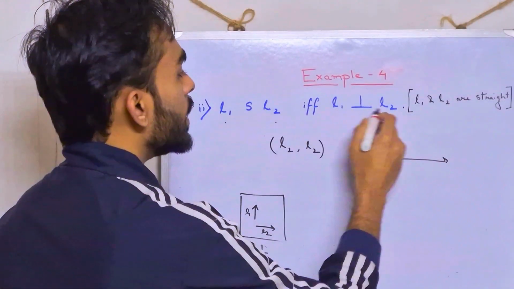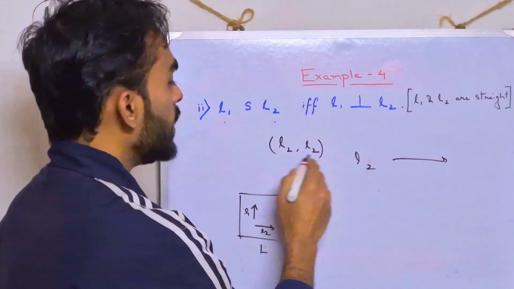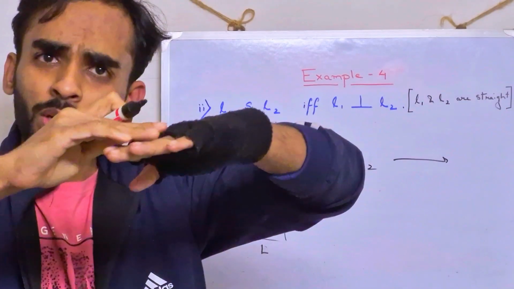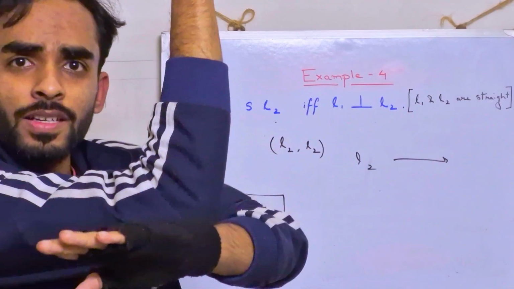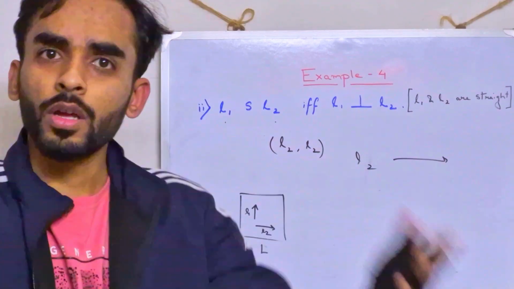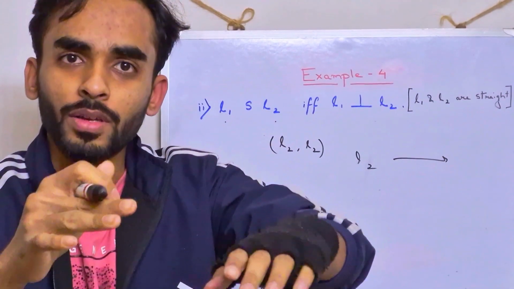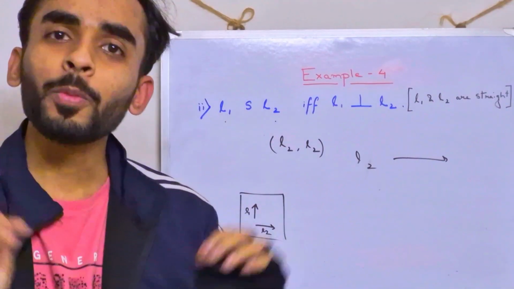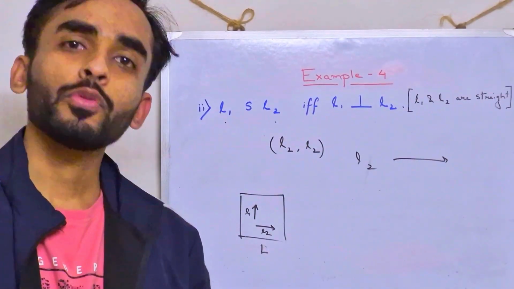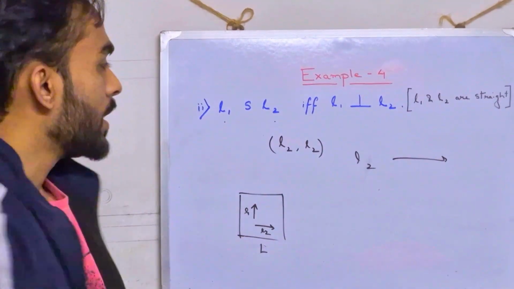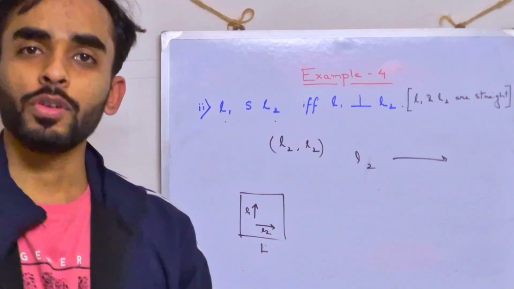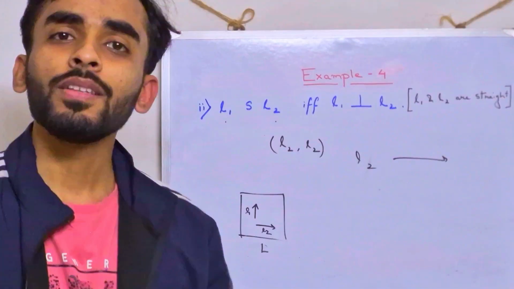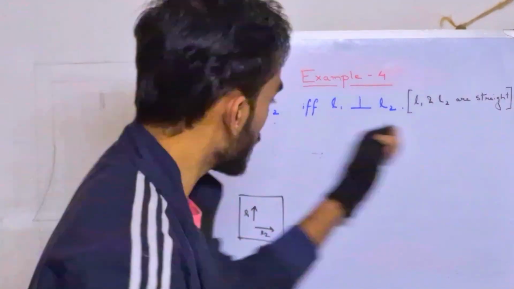When will it be in the relation S? Only if these two lines are perpendicular. Is L2 perpendicular to itself? Perpendicular means 90 degree, right? Is it perpendicular? No, it is 0 degree to itself. Therefore, L2 comma L2 will not be in the relation. Therefore, S, this relation, is not reflexive. Okay? How do we prove this? How do we write this in the language of sets?